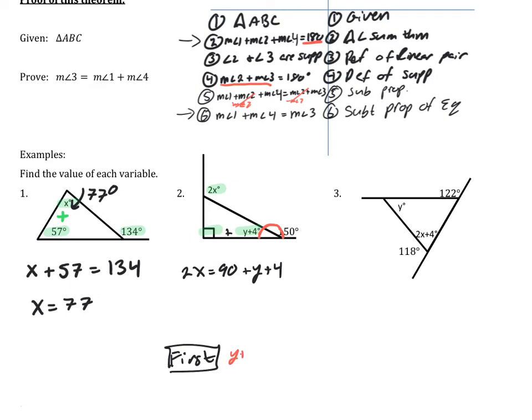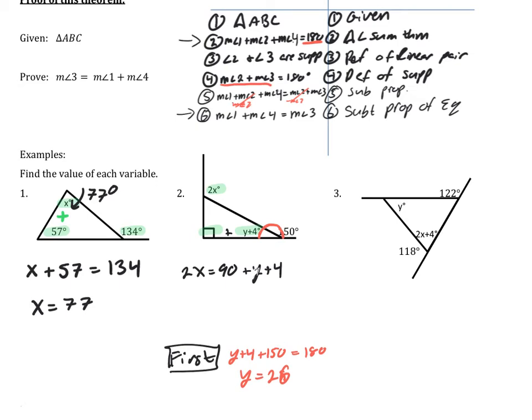So I know that y plus 4 plus 150 has to equal 180. All right, that's one thing that I know. Okay, so let's solve that. That tells me that y needs to equal, so we combine like terms, we get 154, subtract that from both sides, y needs to equal 26. All right, great.